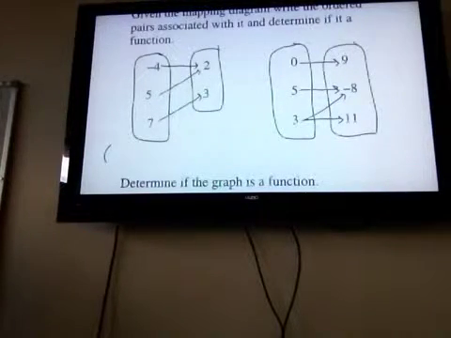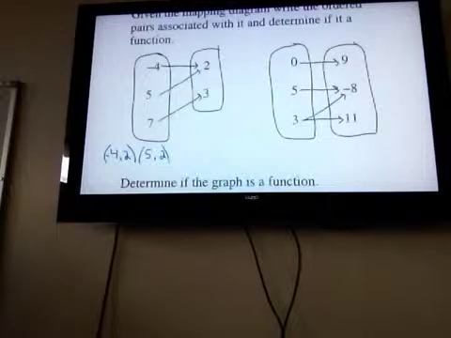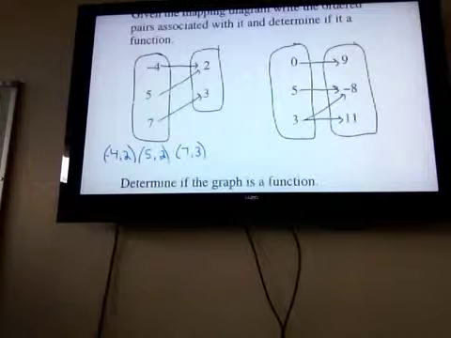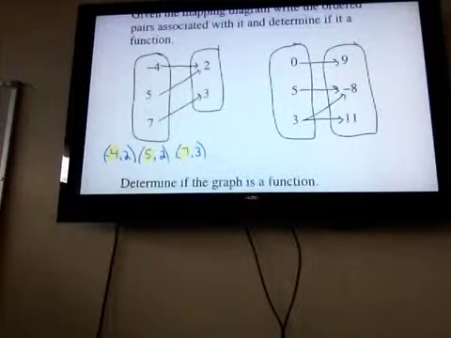Negative 4 is paired with 2. Five is paired with 2. 7 is paired with 3. And then I want to know, is it a function? Are all the x's different? Yes. Then yes, it's a function.